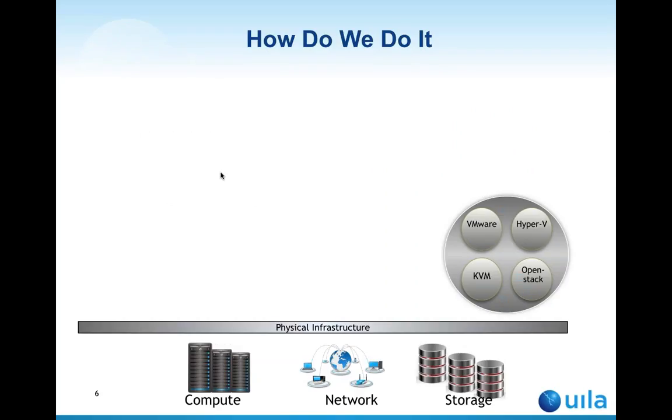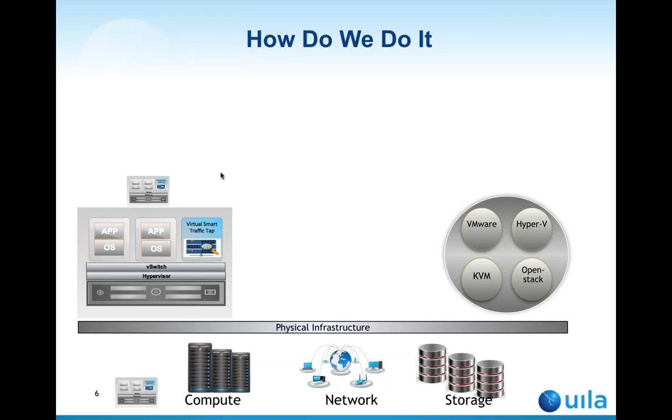Right now, everything sitting on the slide is your infrastructure. The first component Uila deploys in your infrastructure is called the Virtual Smart Tap. Basically, it's a small VM sitting on each hypervisor that collects the traffic in and out of the hypervisor. As you can see, it's very scalable, and the resource footprint of this VM is very small. Normally, it costs less than 1% of your CPU and memory usage. We call it VST, Virtual Smart Tap.